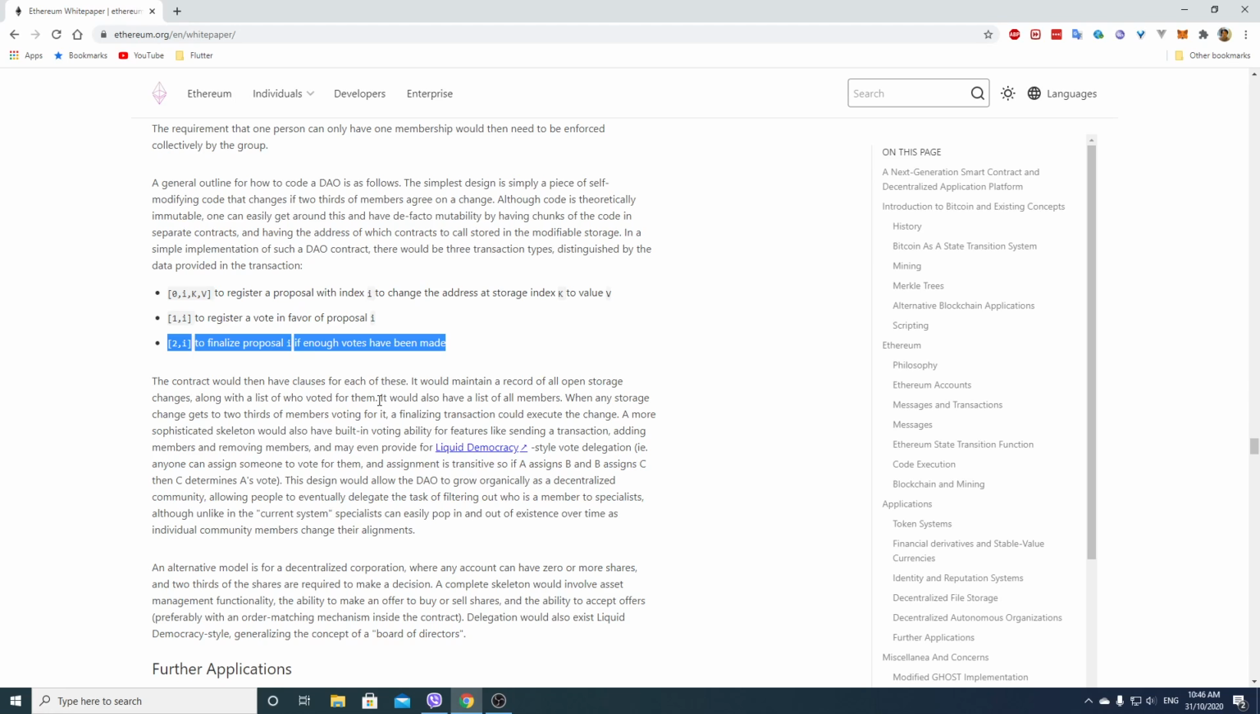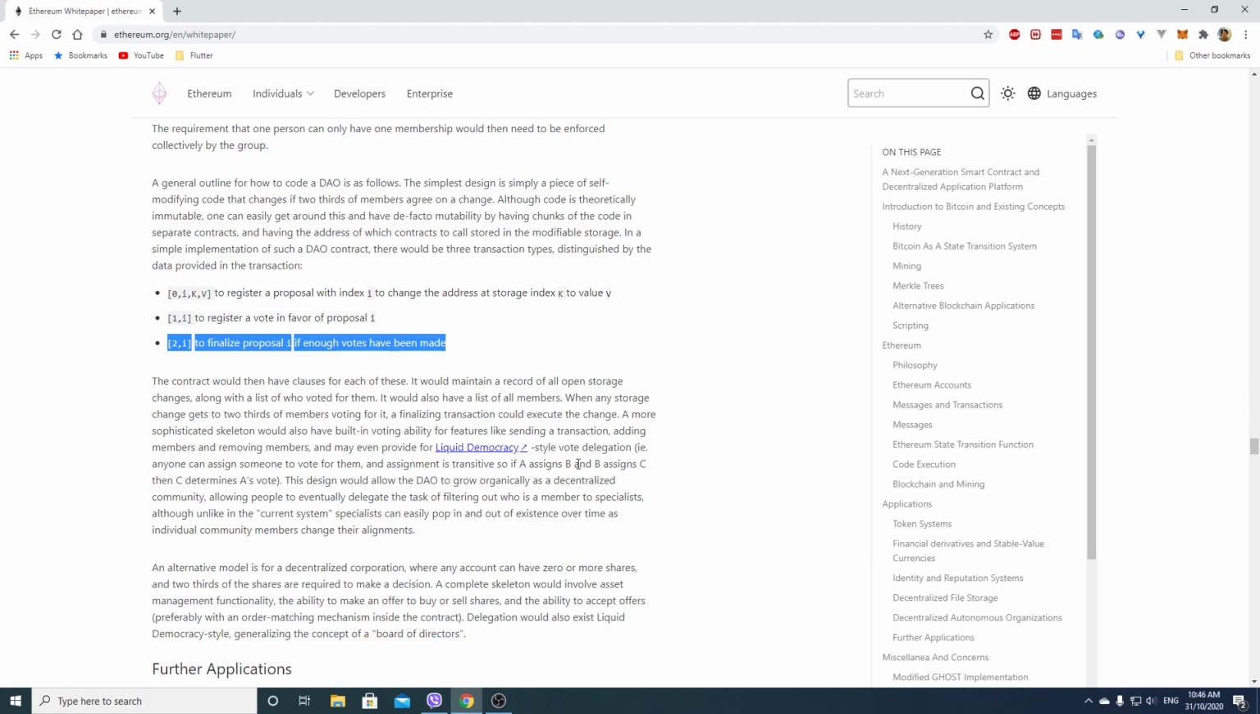The contract would then have clauses for each of these. Okay, they call it a contract clause, but it's actually like a function. It would maintain a record of all open storage changes, along with a list of who voted for them. It would also have a list of all members. When any storage change gets 2/3 of members voting for it, a finalizing transaction could execute a change. A more sophisticated skeleton would also have a built-in voting ability for features like sending a transaction, adding members and removing members, and maybe provide for liquid democracy.